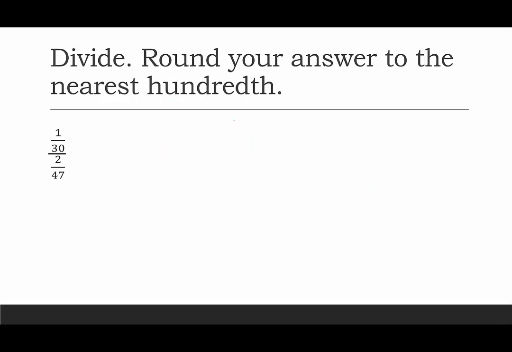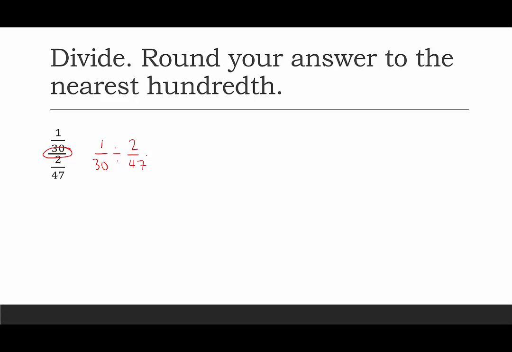Okay, how about this example? We want to divide and we want to round our answer to the nearest hundredth. The first thing that I would do here, this is called a complex fraction, is I would take the middle division bar and rewrite it as the division symbol. So I'm going to rewrite this as 1 over 30 divided by 2 over 47. Okay, that looks a lot less scary.